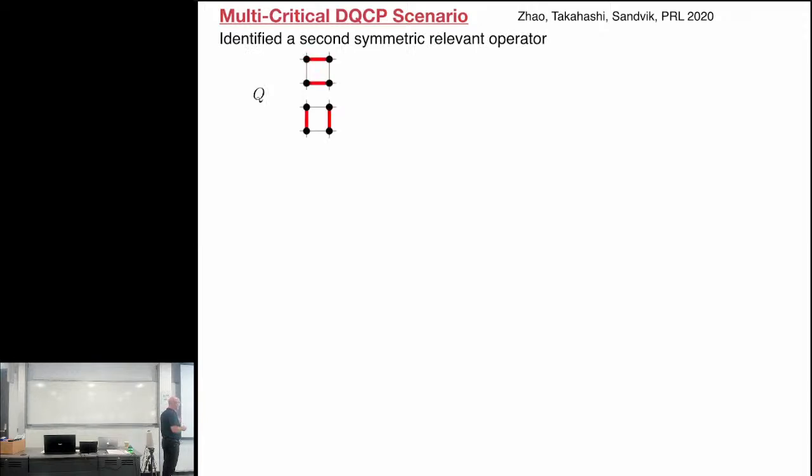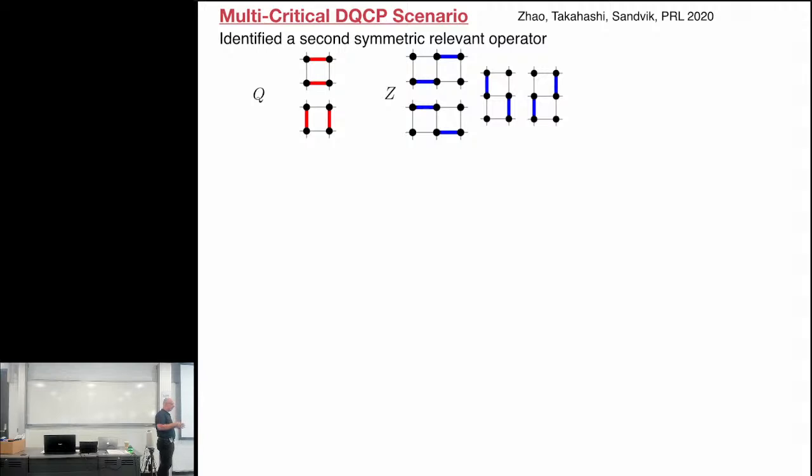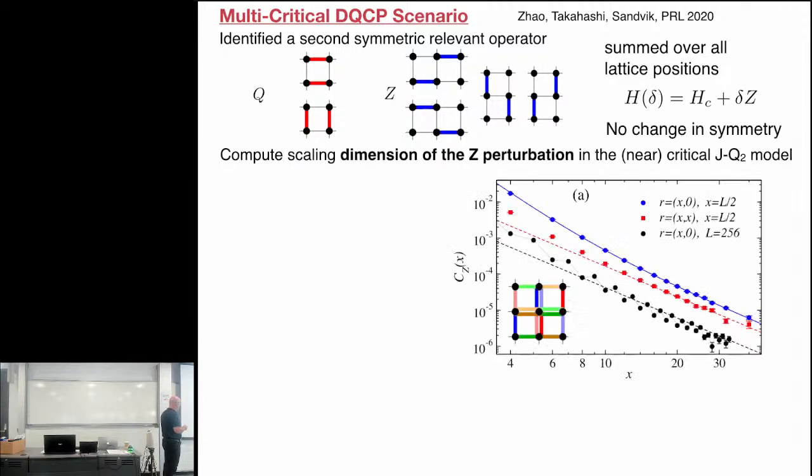So we basically think that we have a multi-critical point. So we have talked about the JQ model, but with these Q terms, one can make all kinds of singlet projector combinations. So we can do this one, which we call Z. Okay, and now we can compute the scaling dimension of Z. We imagine we add it to the Hamiltonian, but we sit at the critical point, or near the critical point, and compute the scaling dimension.